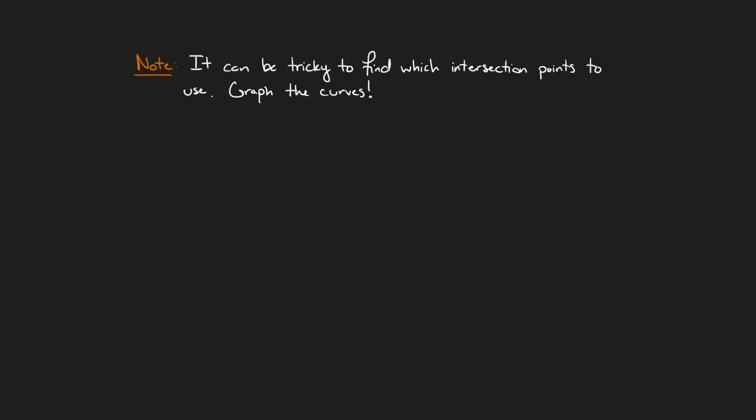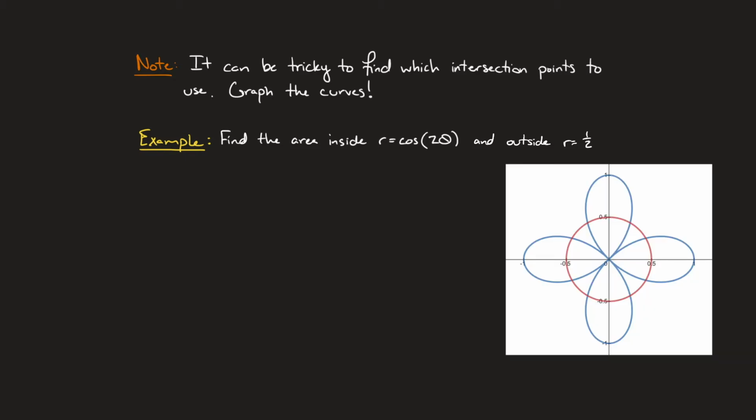Alright, so in that example, we had to find the points where those two curves intersected. It wasn't terribly hard in that case, but it turns out it can be very hard to find the points of intersection in general. This is why it's always important that you graph the curves. To demonstrate a case in which it's much harder, let's try to find the area inside of the 4-petal rose r equals cosine of 2 theta, and outside the circle r equals a half. Like we said, we always start by graphing the curves. When we do that, we find the curves look something like this. And now we want to find the area inside the blue curve, but outside the red curve.